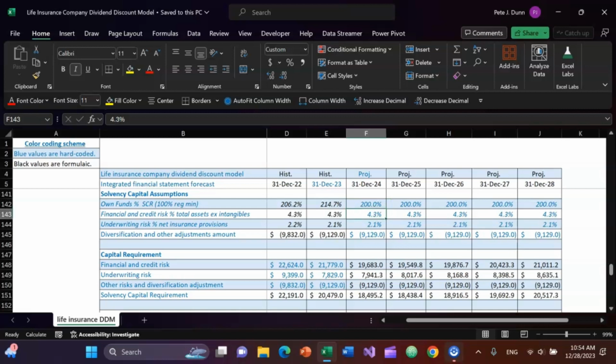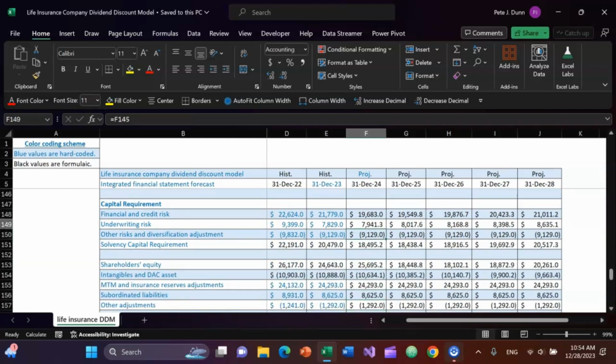Then we have financial and credit risk as a percentage of total assets, excluding intangibles, and underwriting risk as a percentage of net insurance provisions. And then this diversification benefit, which is hard-coded in, that's normally calculated by actuaries. I'm assuming this is the correct number. So that would be $9 billion, 9.129 billion. Then based on those, you can build out the capital requirement.